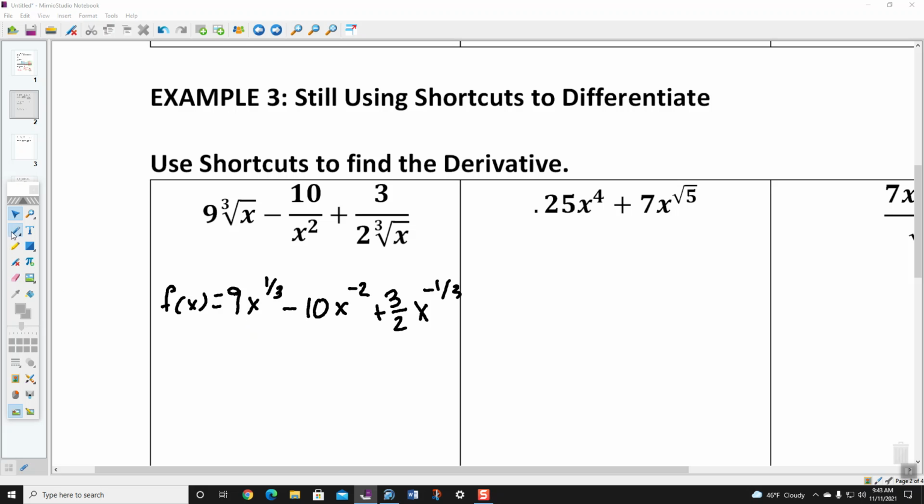First part should be pretty easy. This becomes f prime of x equals, okay, what's 1/3 of 9 when we pull this out front? 3. So I can call this 3x to the negative 2/3 power. You okay with that? Do you understand the negative 2/3, my friends? Because 1/3 minus 1 would be what? Negative 2/3. Negative 2/3, right?